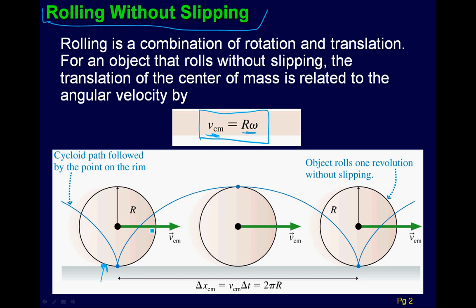So the velocity of the center of mass is the velocity that the center of the disk is traveling at, represented by this green arrow. And omega is the angular velocity of the disk's rotation. And so this is the key equation. We've used this before, and this is the relationship between these. And we want to convince you that this is true.